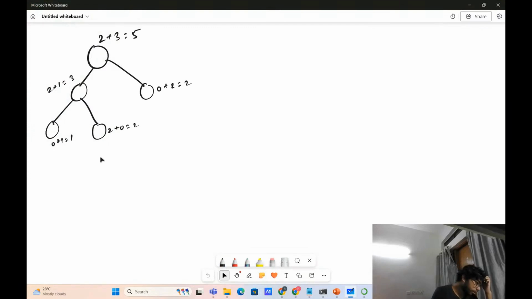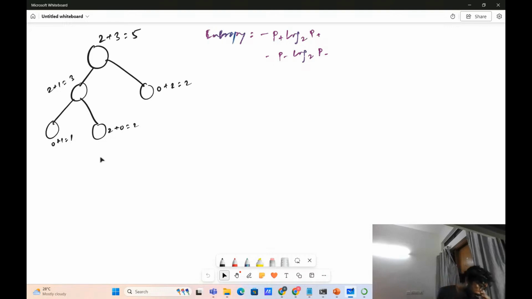Now we calculate the entropy. So the simple formula for entropy is minus P plus log base 2 P plus, minus P minus log base 2 P minus. P plus is the probability of positive, or let's say 1. P minus is the probability of 0 or negative. So this is the formula for entropy.